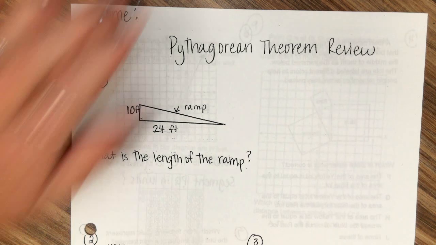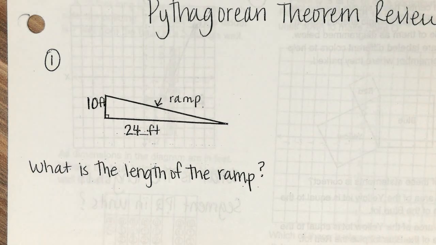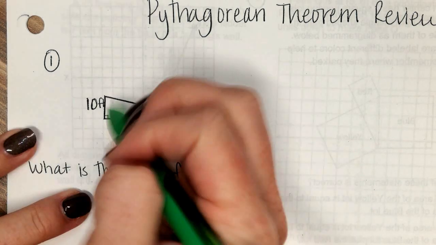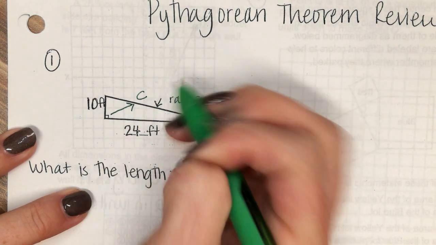Number 1, how do you know what side is side C? The right angle. Give me more. Yes, something with the right angle. Across from the right angle. So this is side C.